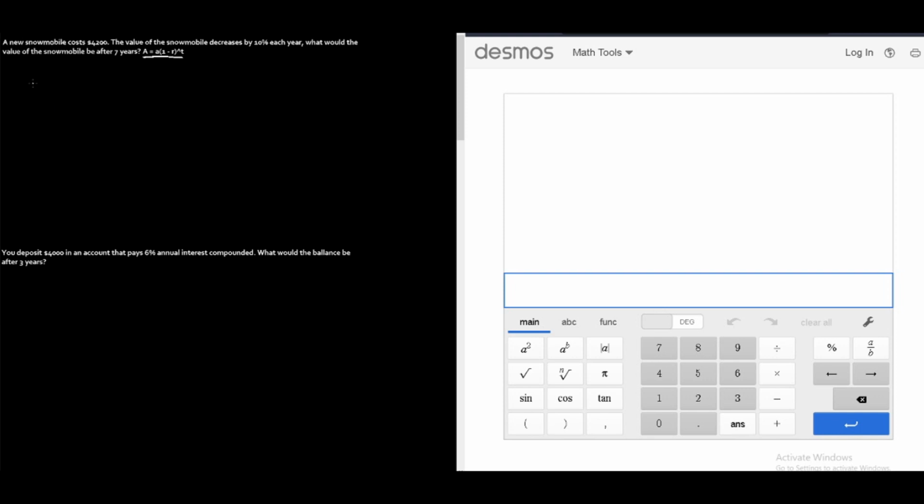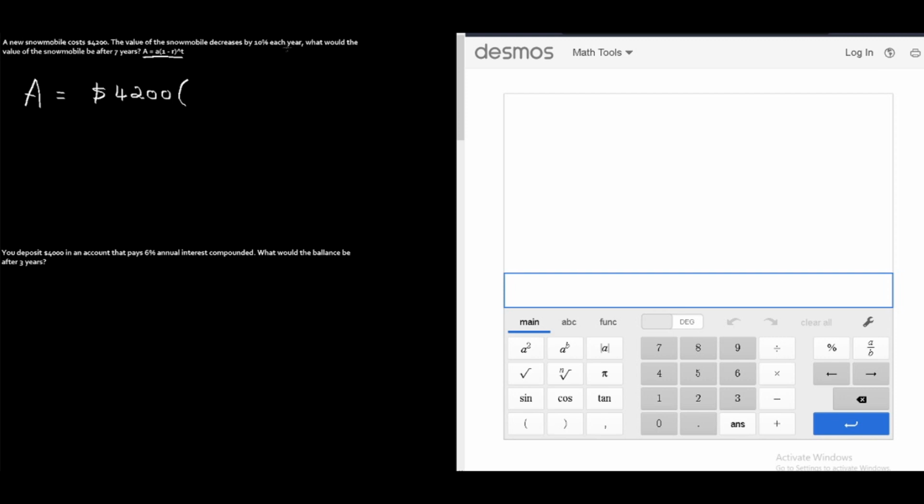So I'm gonna think of A as my final amount, okay? And this little a, you'd be more familiar with the P, right? For the P being the principal. So what did I pay for the snowmobile? I paid $4,200 for the snowmobile, okay?